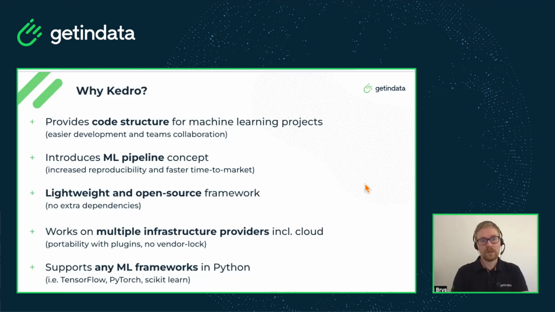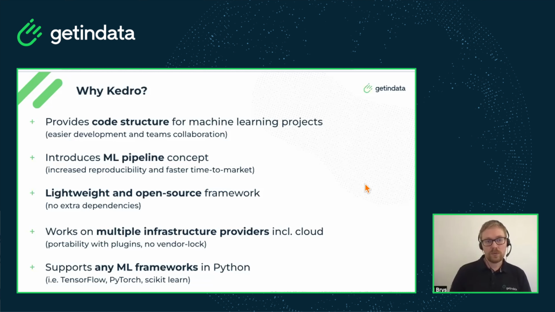Kedro provides code structure for machine learning projects. So it makes development and team collaboration easier, because you can imagine how to manage many machine learning projects within a large organization. If you've got a common standard for that, it's really easy to understand the code and even collaborate between the teams. Also, the Kedro framework introduces the ML pipeline concept. So it means that models trained this way will get increased reproducibility and faster time to market.